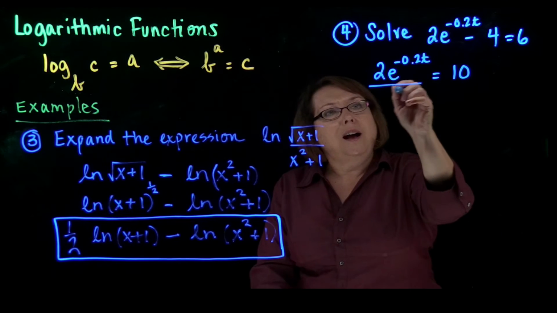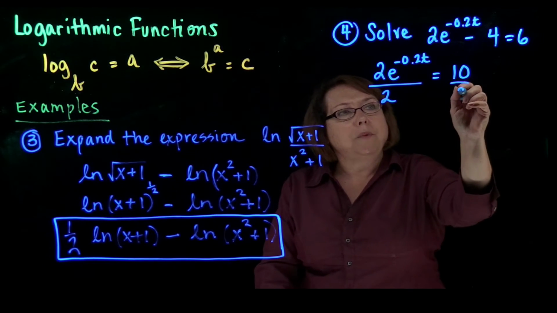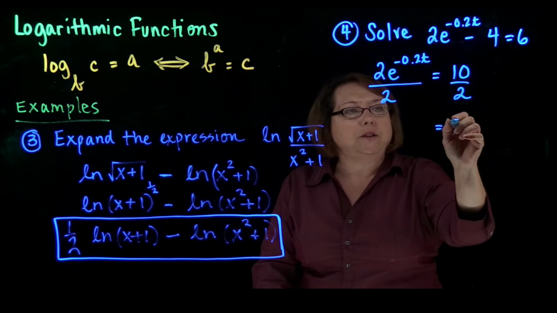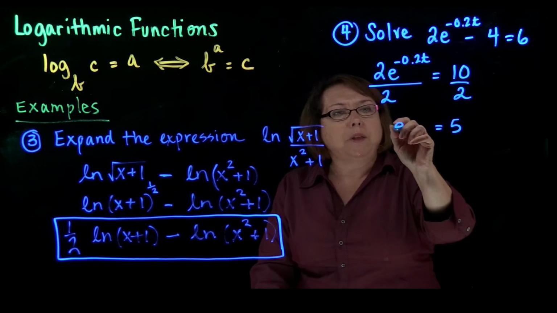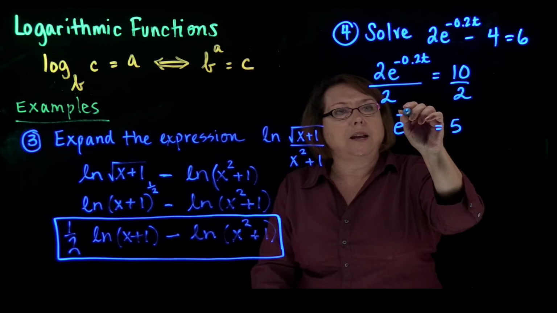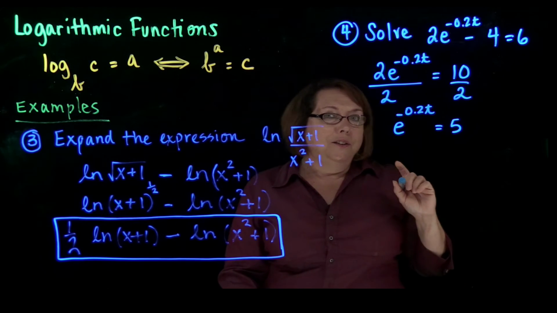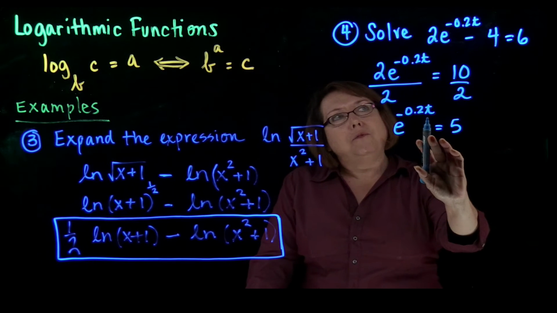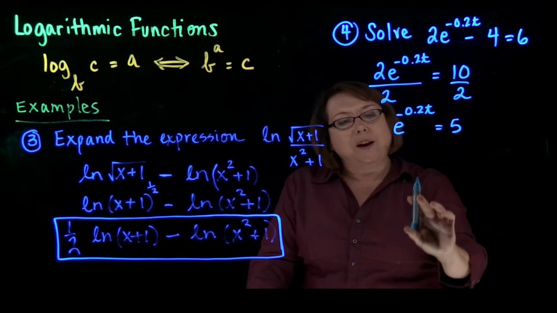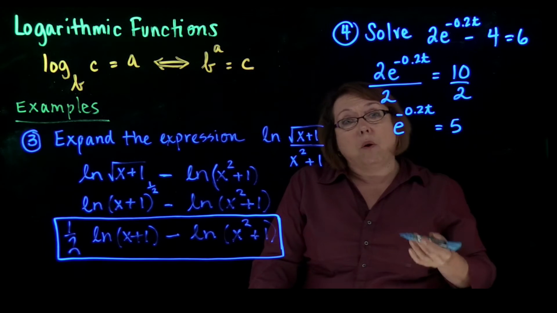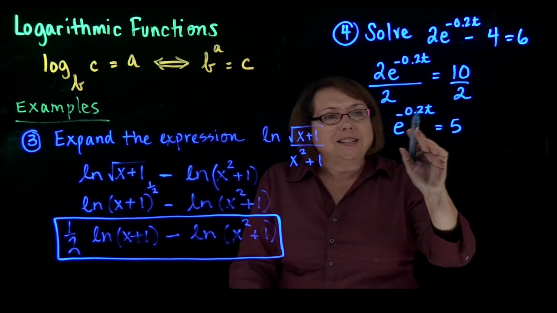And then undo this multiplication of 2 by dividing both sides by 2. So 10 divided by 2 is equal to 5, and I'm left with, on the left side, e to the negative 0.2t. So what am I trying to solve for? I'm trying to solve for t. I'm trying to get something down here that says t equals a quantity. How do I get to that t?